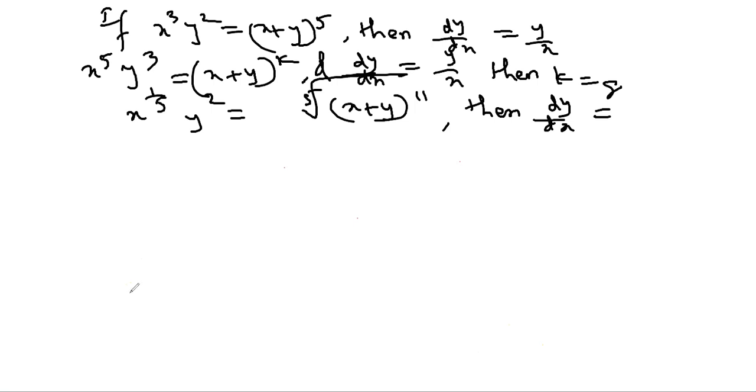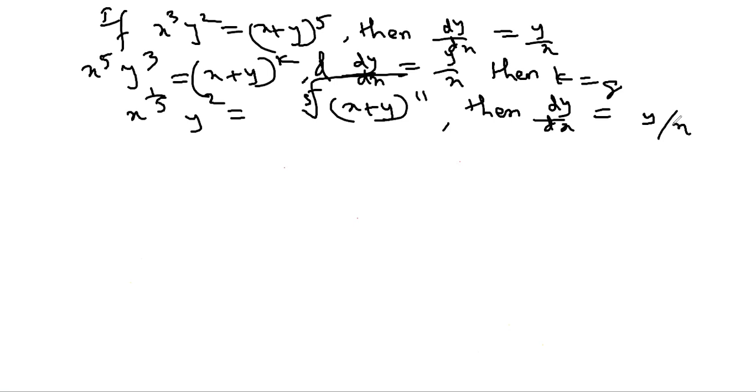See, x raised to 1 by 5. So x raised to 1 by 5 into y square is equal to fifth root of x plus y raised to 11. And what is dy by dx? I am asking a question. What is dy by dx? y by x. So dy by dx is y by x.